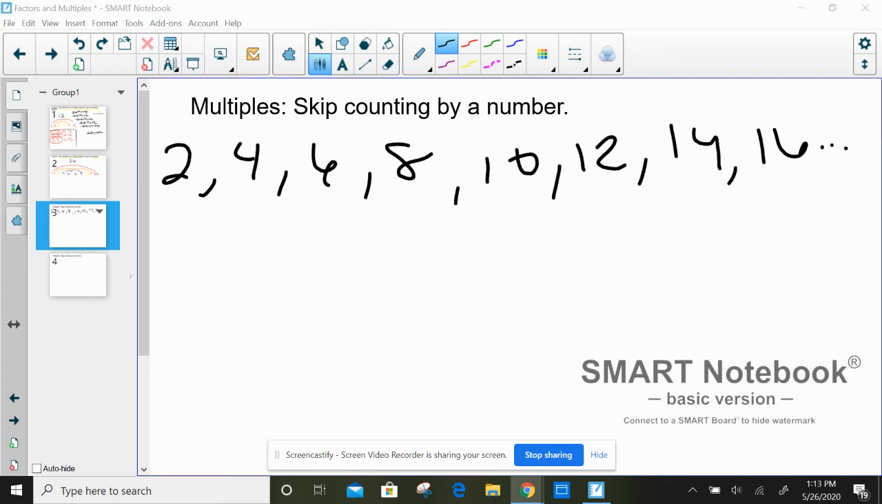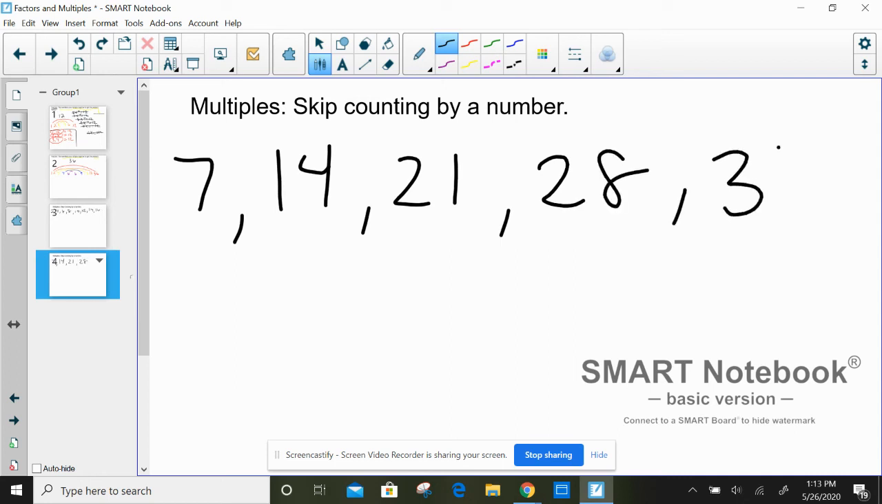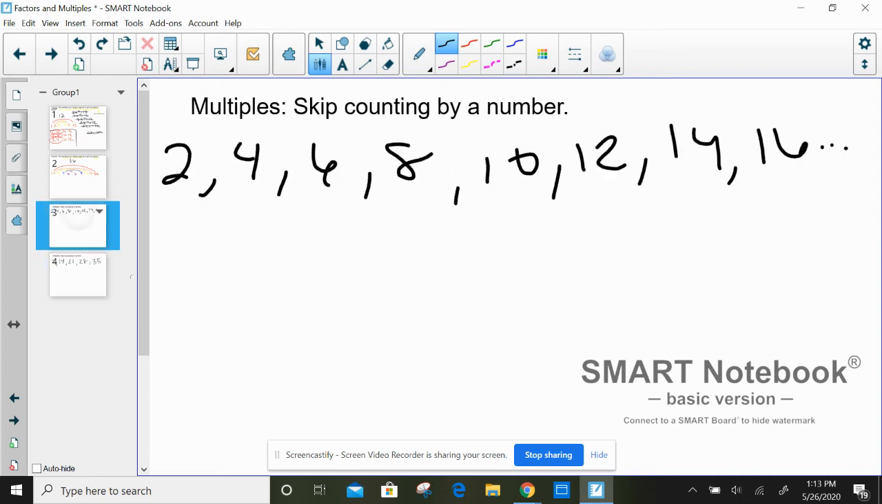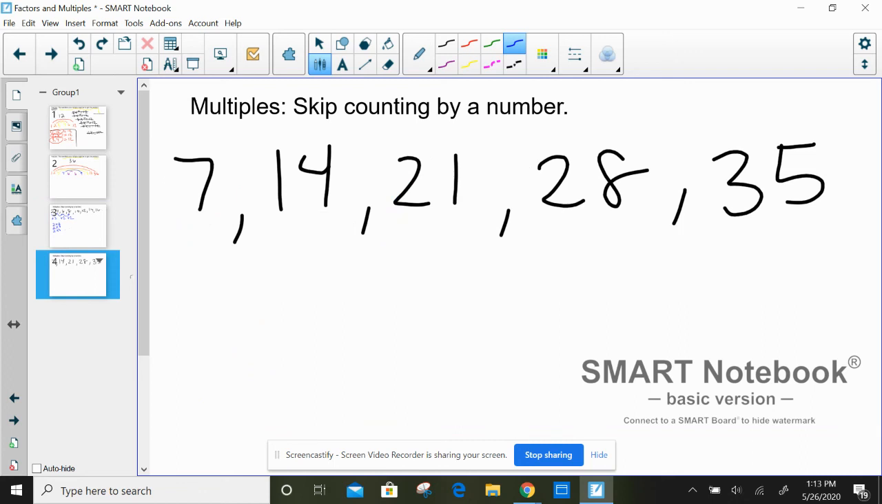So what if we did 7, 14, 21, 28, 35. Now I want to kind of unpack something for you here. So skip counting might be easy when you have numbers like 2 and 5, right? But I want you to think about it like this. When you're skip counting, you're really just adding 2. You can think about it as adding 2 to each of these numbers. Or you could think about it as 2 times 2, 2 times 3, 2 times 4, on and on and on, okay?